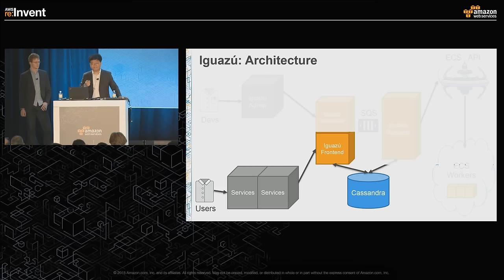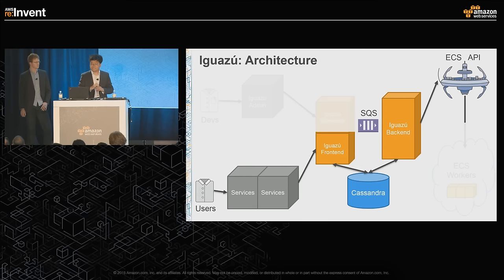The Iguazu front end persists pertinent job information to Cassandra, which we use for our database. And the front end then submits the job request into an SQS queue. And the Iguazu back end then reads the pending jobs off the SQS queue and processes them. So in this case, it will talk to the ECS APIs to get a list of all the container instances and select the container instance manually to run a job.